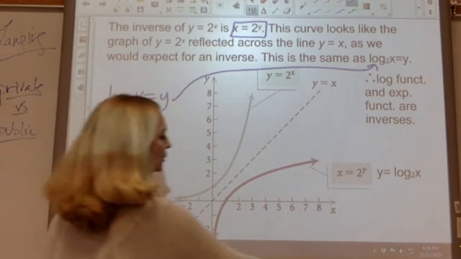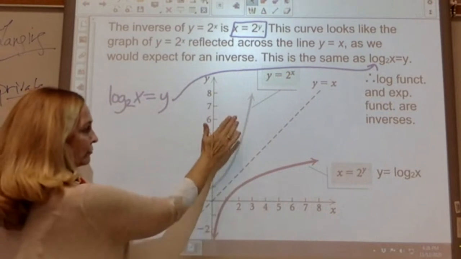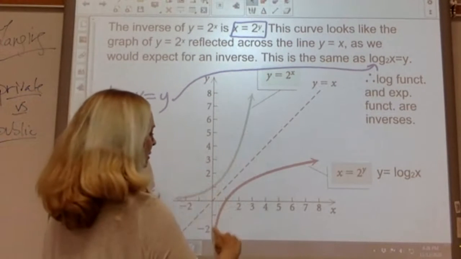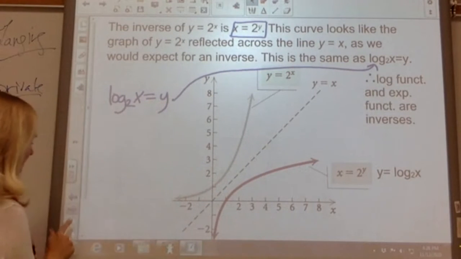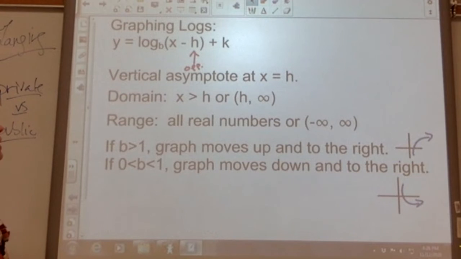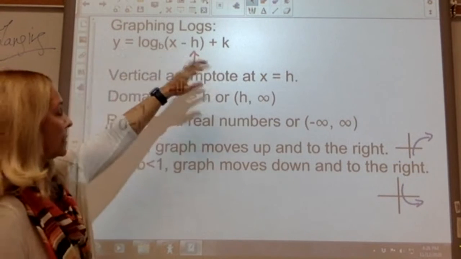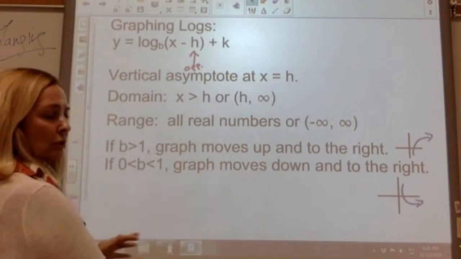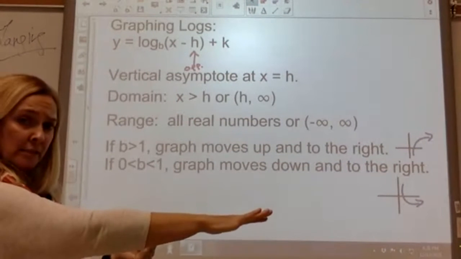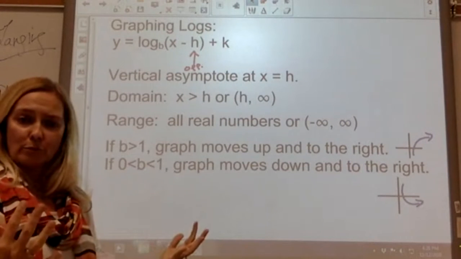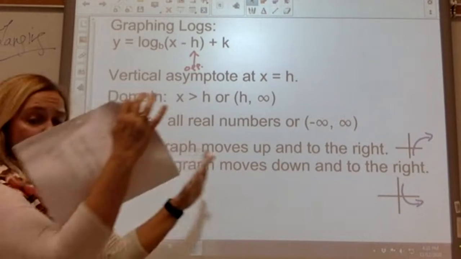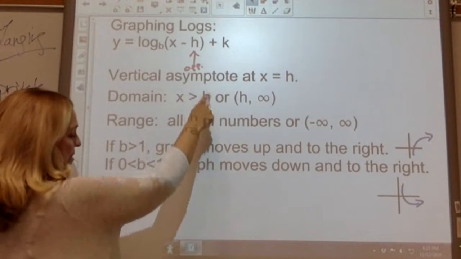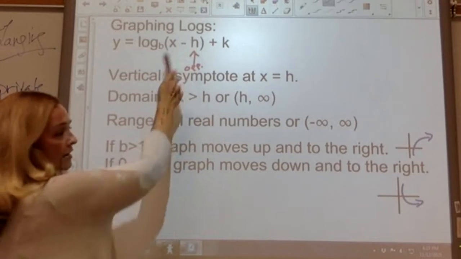Okay, so since these are inverses of each other, they reflect across this dotted line y equals x. So this would be the exponential, this is the log, right? So now we'll look at graphing these. All right, this would be the generic form where you have an h and a k. Okay, think about it. When we did exponentials in 5.2, we had horizontal asymptotes, and the domain was all real numbers. Now, everything is flipping, okay? The domain and range are flipping. And so now we're going to have a vertical asymptote, and it is based off of the h value, okay?